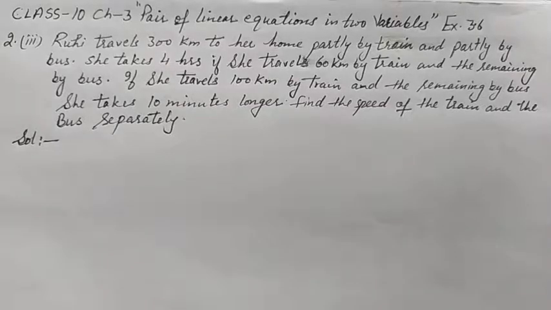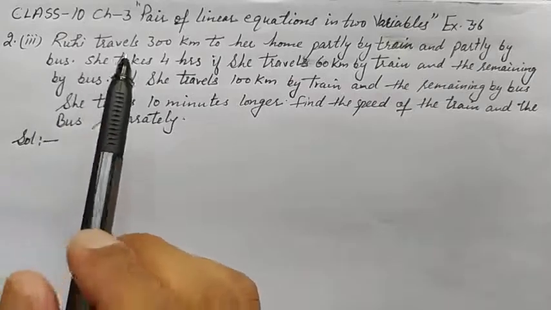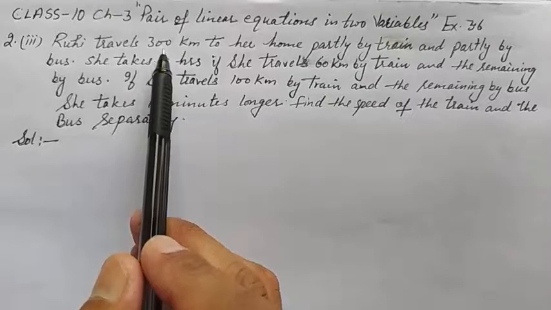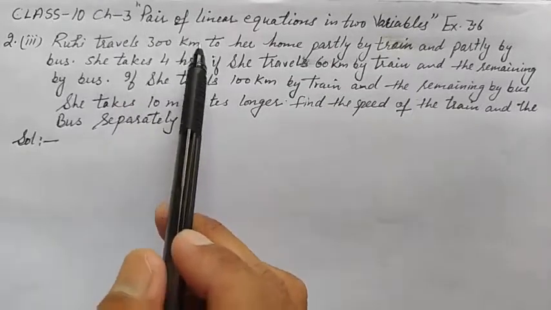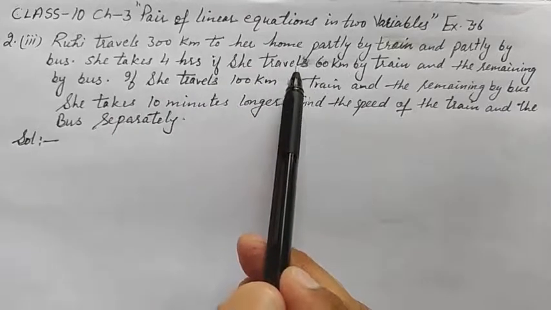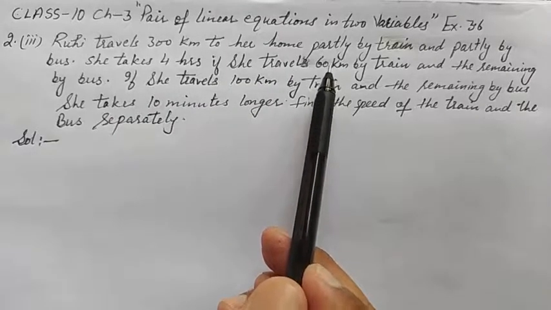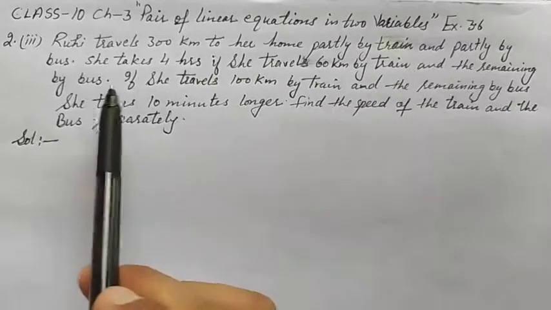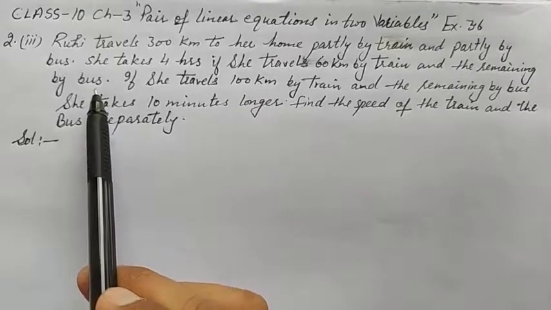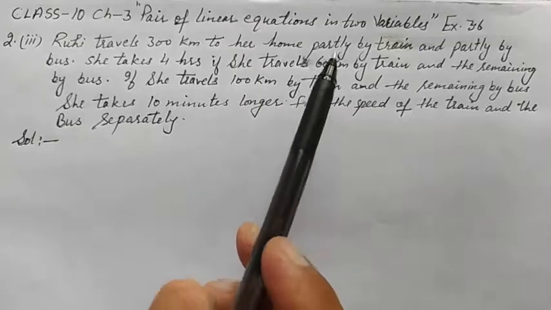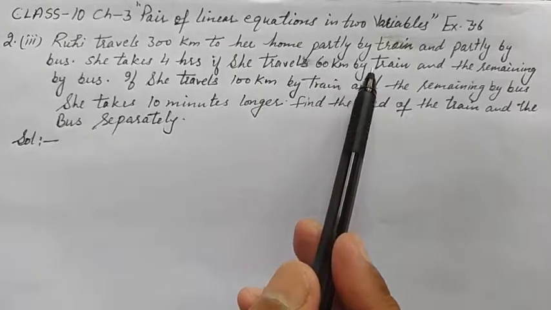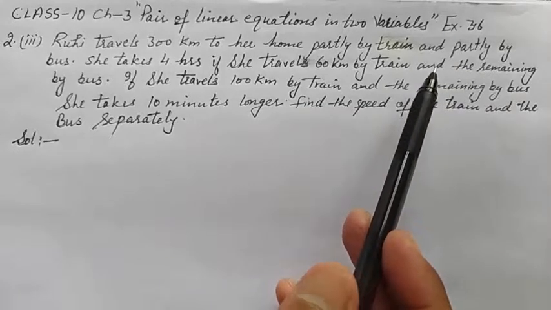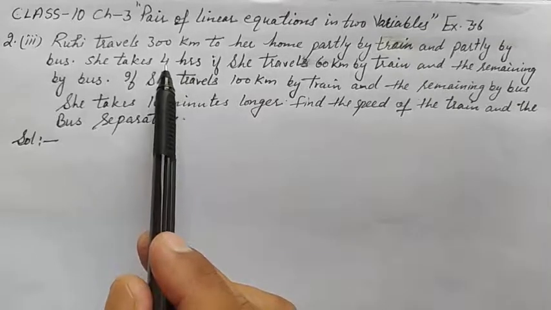So in this question, there are two conditions given. Total distance to be covered is 300 kilometers. So there are two cases for covering this 300 kilometer distance. First case is the distance traveled by the train is 60 kilometers and now the distance left is 300 minus 60, that is 240. So the remaining distance is traveled by the bus. So 240 kilometers is traveled by the bus in the first case. Again, in the first case 60 kilometers is traveled by the train and 240 kilometers by the bus. And in this case the time taken is 4 hours.